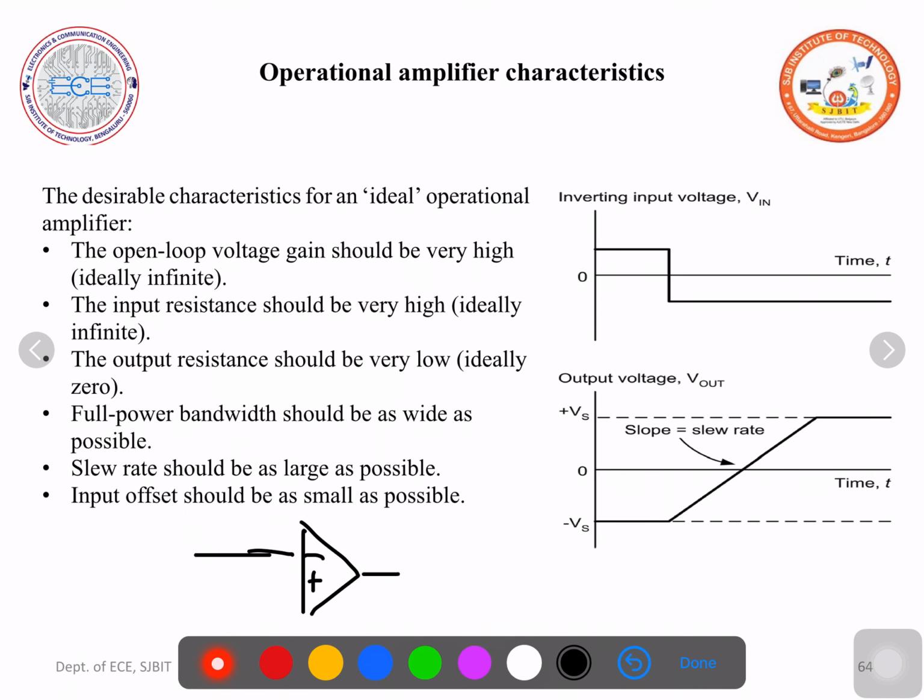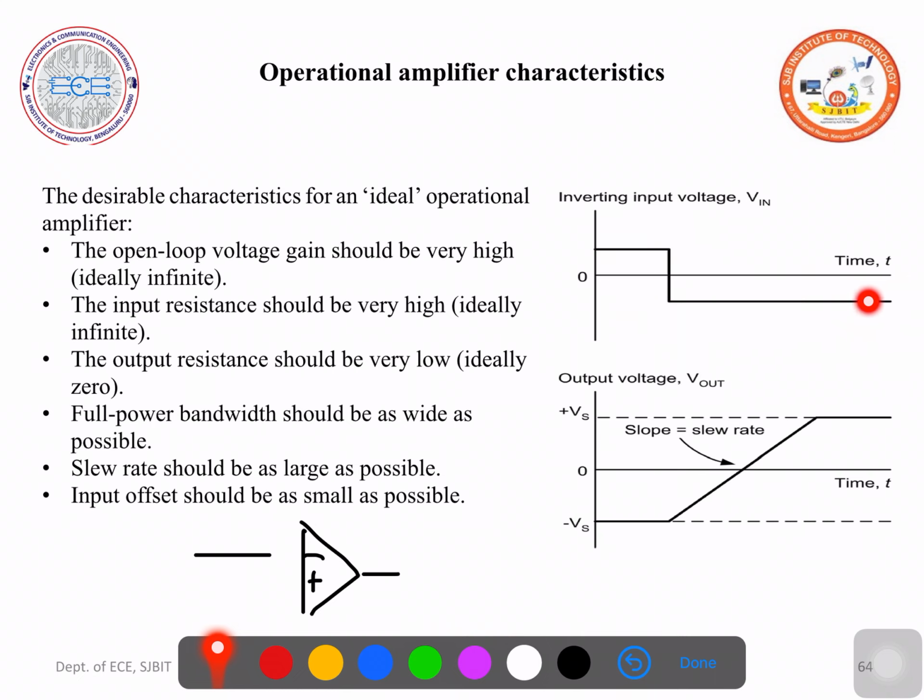If you apply input to the inverting terminal, it gets inverted here. If you apply the input to the non-inverting terminal, it won't get inverted. You will get the same thing, in phase. Suppose you apply to the inverting terminal, it gets inverted. That is the name, inverting. So in the slew rate also, we will assume the step input is applied to the inverting input terminal.